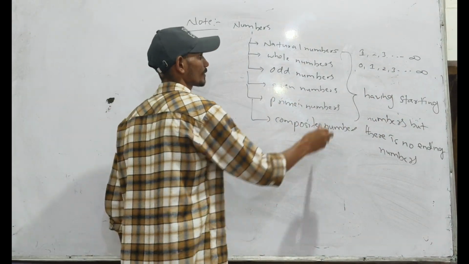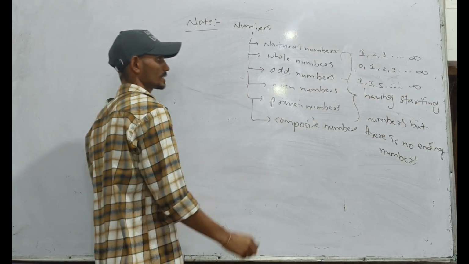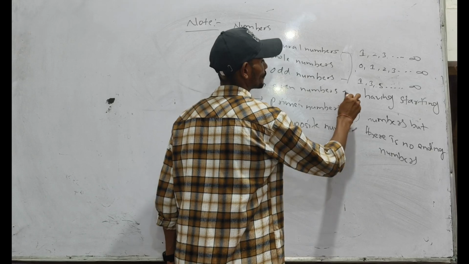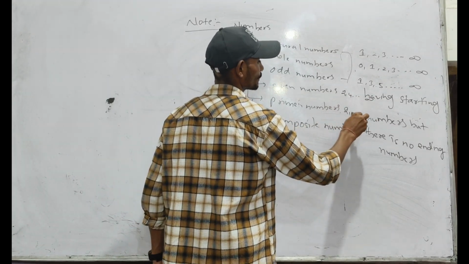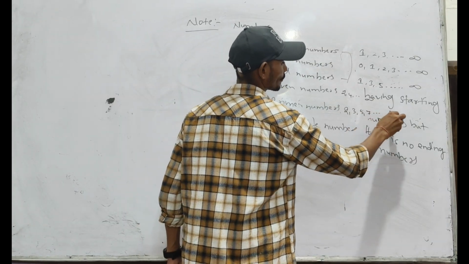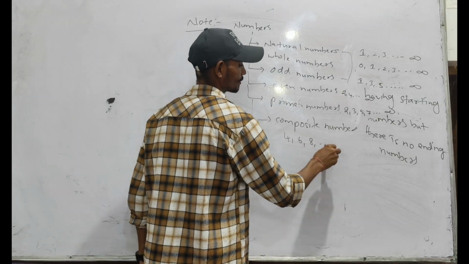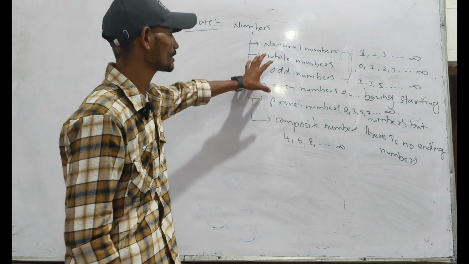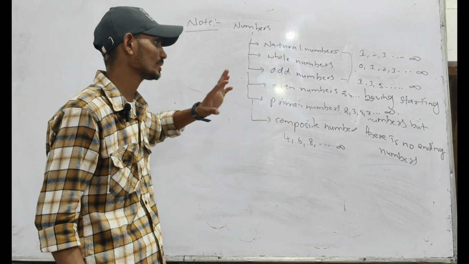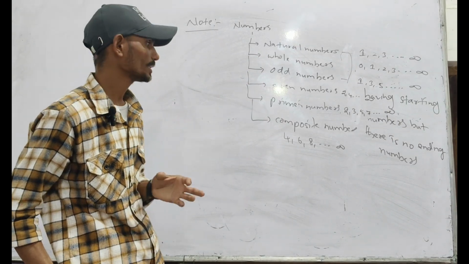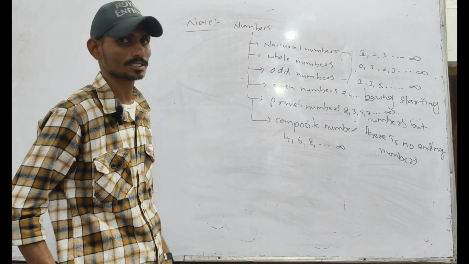Next, odd numbers start from 1, 3, 5, going continuously. Even numbers start from 2, 4, going continuously. Prime numbers start from 2, 3, 5, 7, going continuously. Composite numbers start from 4, 6, 8, going continuously. That's why I am saying natural, whole, odd, even, prime and composite numbers have a starting point, but there is no ending number.